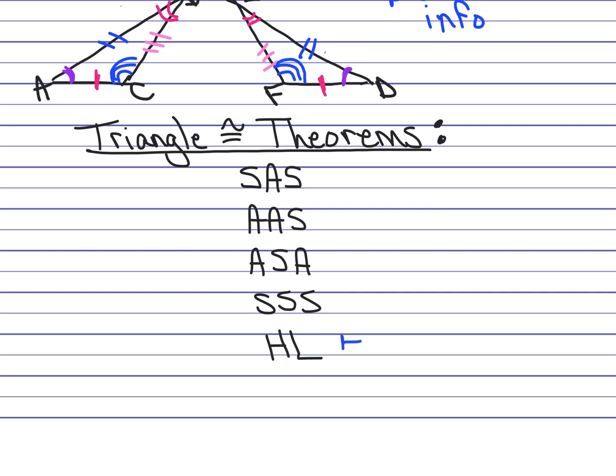So this works for a right triangle. Okay, so those are the 4 or 5 triangle congruency theorems that we can use. So that's what we're going to be looking for.